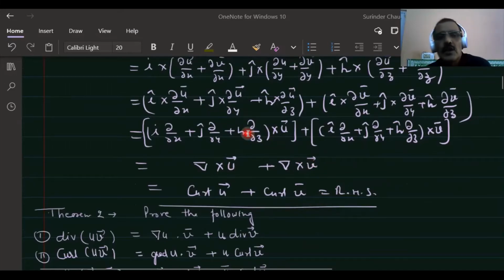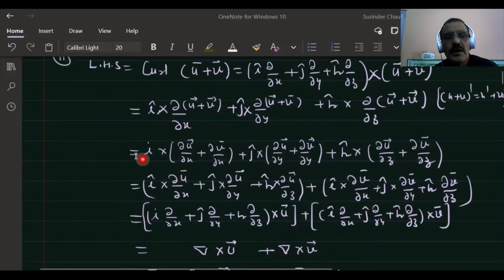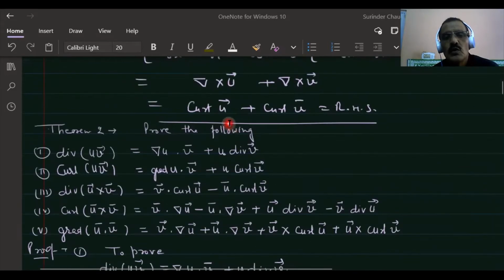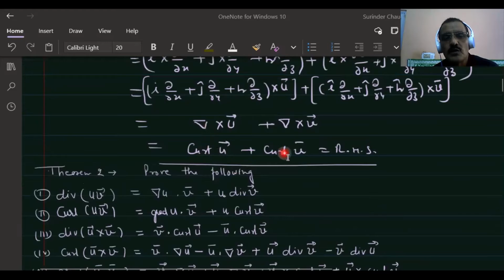Similarly, if in place of cross you place dot, you get the divergence of u plus v, which is equal to del dot u plus del dot v, that is, divergence of u plus divergence of v.